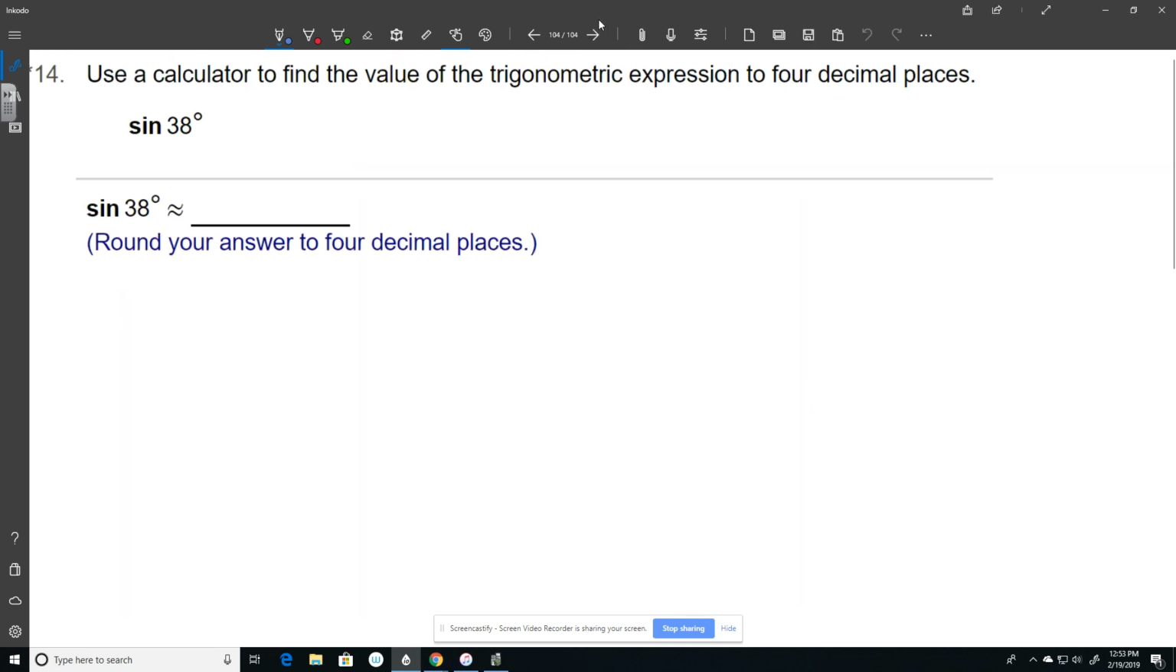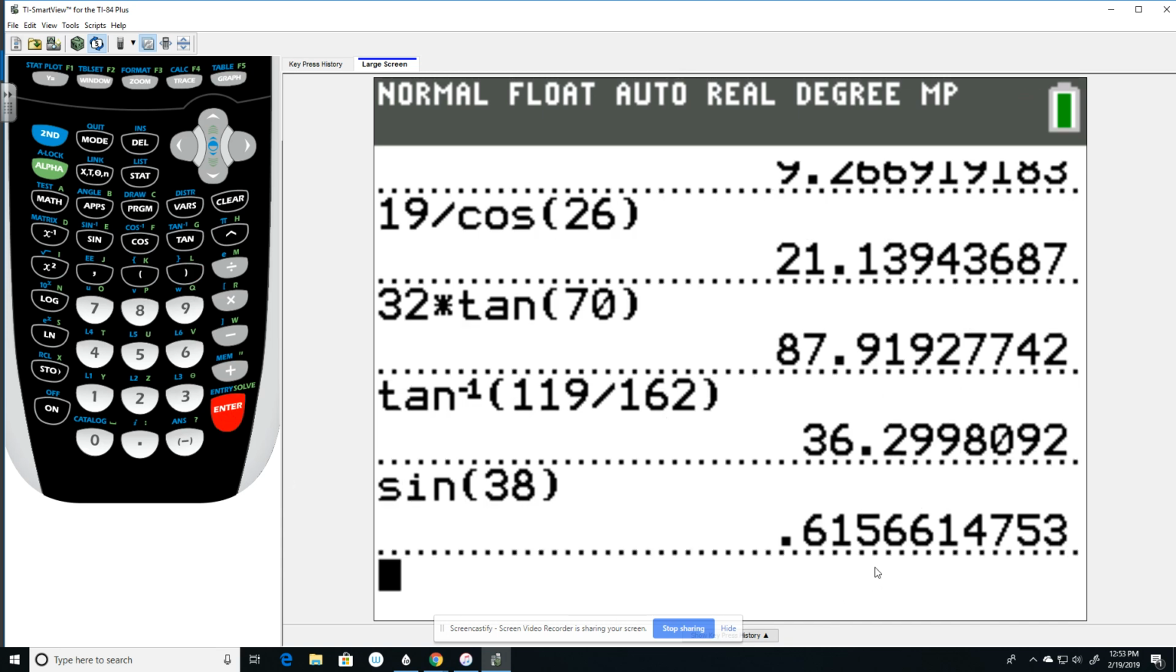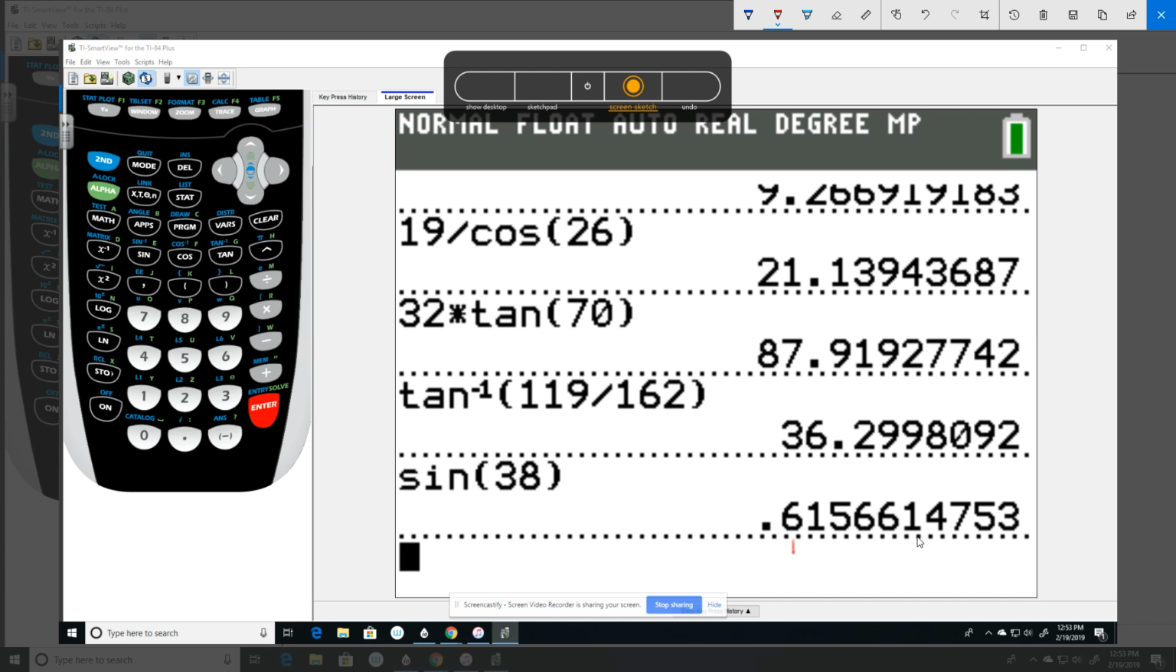And number 14, use a calculator to find the value of this expression, but it wants you to round to 4 decimal places. So sine of 38 degrees. When I hit enter, 0.615661, it wants me to round 4 decimal places. So here's 1 decimal, here's 2, here's 3, here's the 4th. So this is where I'm going to round to.